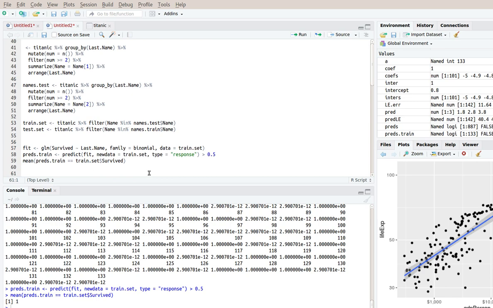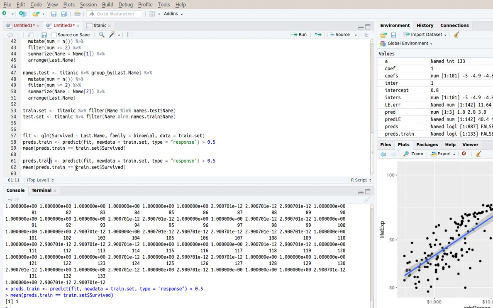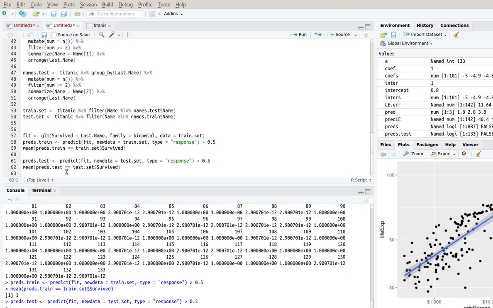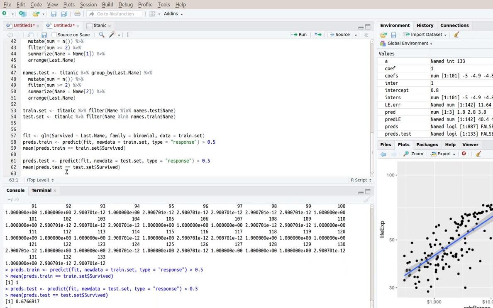Now I can go to the test set and do the same thing. I'll use the model that was fit on the train set. It's predicting well on the train set, maybe not on the test set. So now I'll predict for the test set, and I'll compute the mean of preds test equals test set survived. And that's 0.67. So that's slightly better than the baseline, but not actually that much better. Most of what was going on is that the last name predicted well for people who were the only person with that last name.